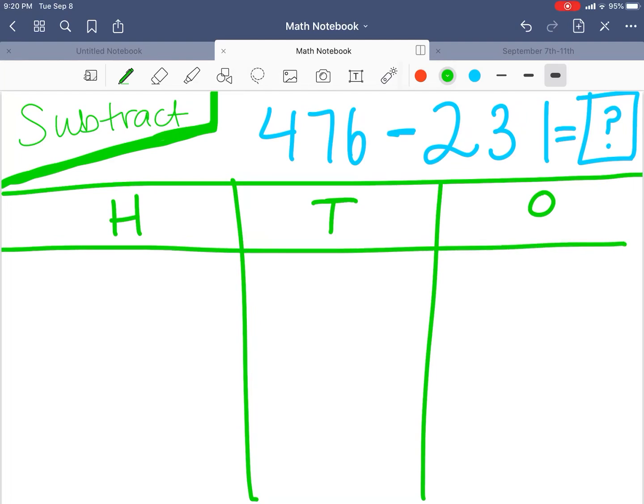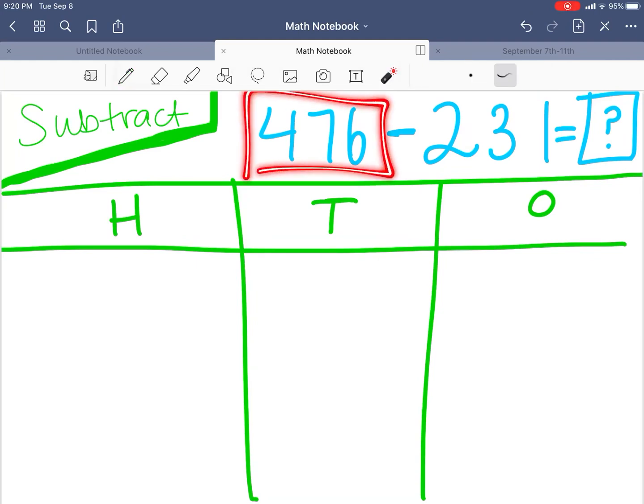Because we're going to use it, we're going to try and subtract this number using base 10 blocks, all right? So what you need to do when you're subtracting, you're starting with the biggest number, all right? And you are taking away the other number. You're taking away, or you're finding the difference between the bigger number and the smaller number. That's what you're doing when you are subtracting, okay?